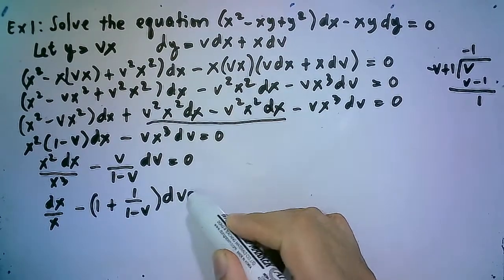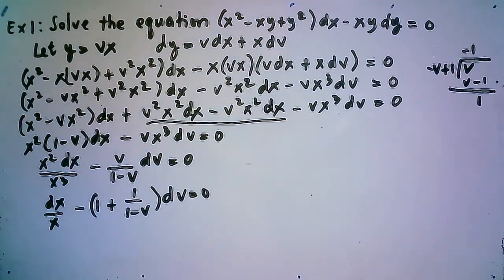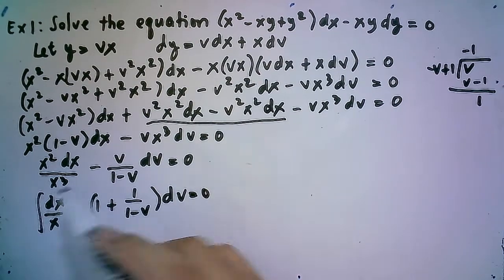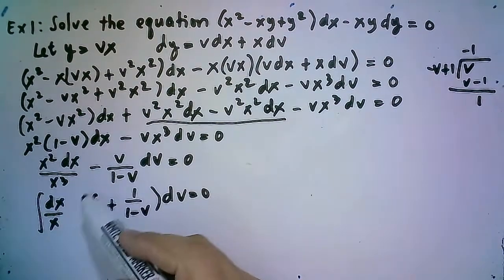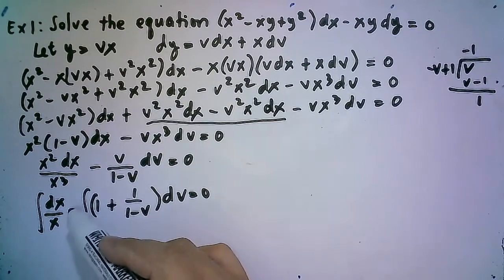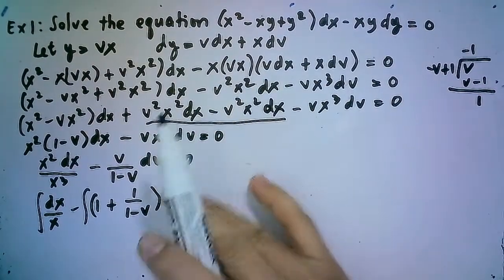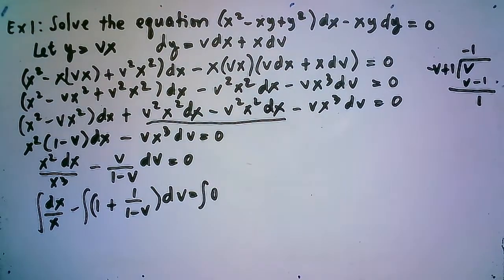dv equals 0. So this time, we will integrate both sides. We will integrate this one minus, and then we will write our integration to 0. So that when we integrate this dx over x, that is ln of x. And then dv times 1, the integral of dv, that is negative v.